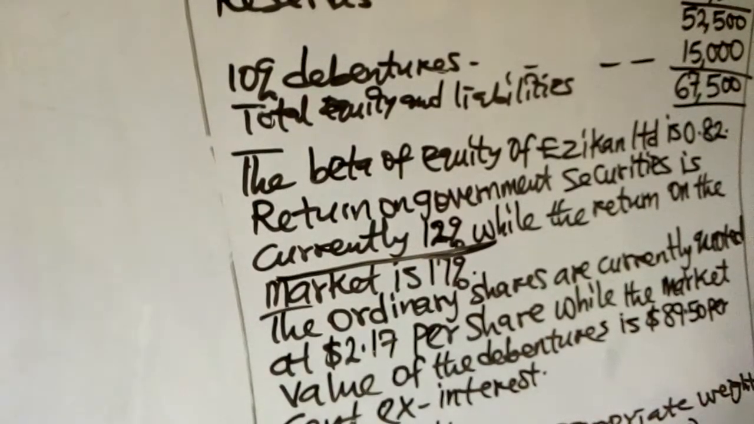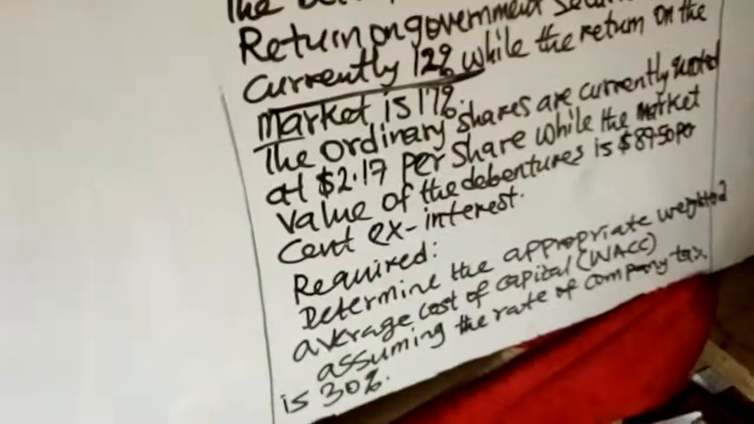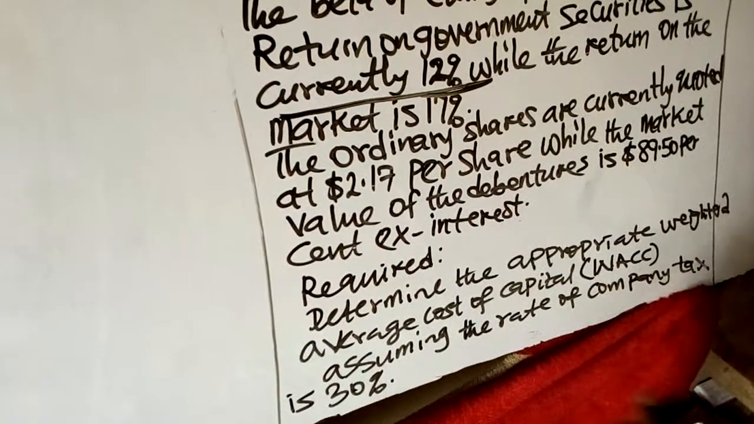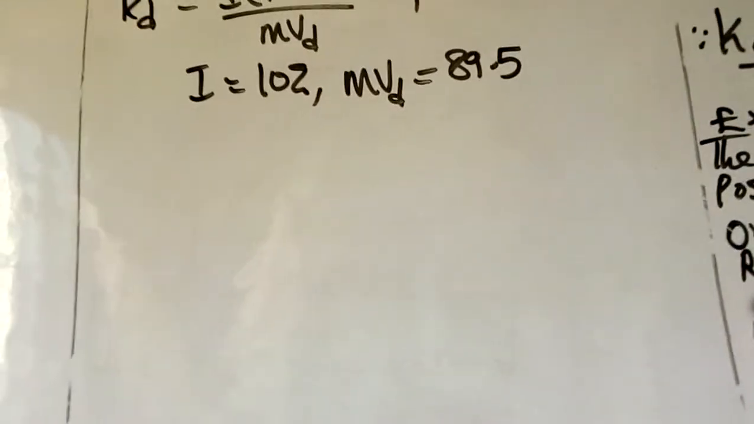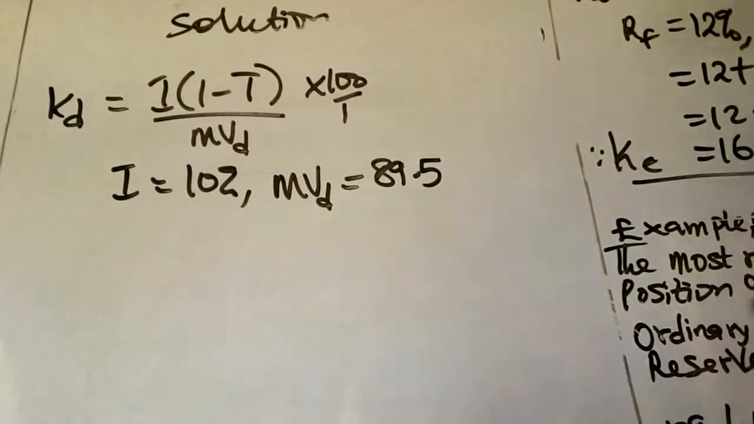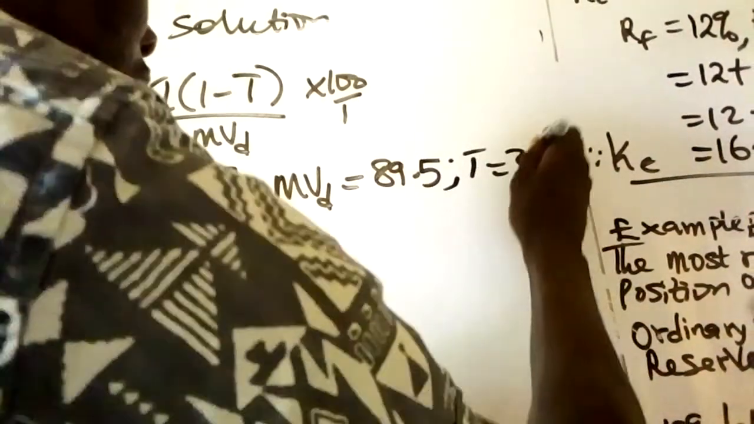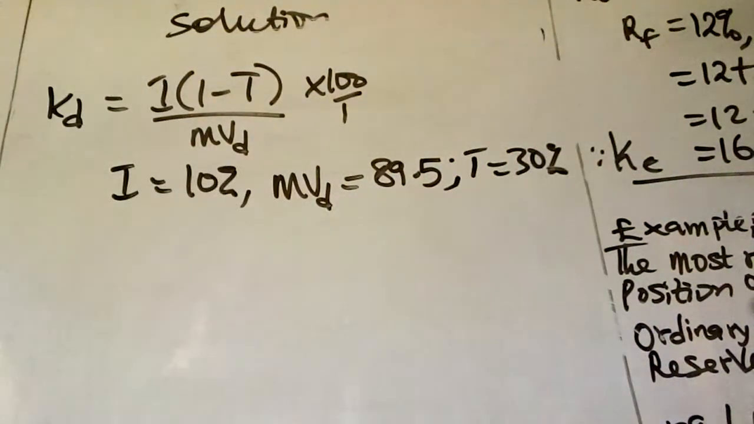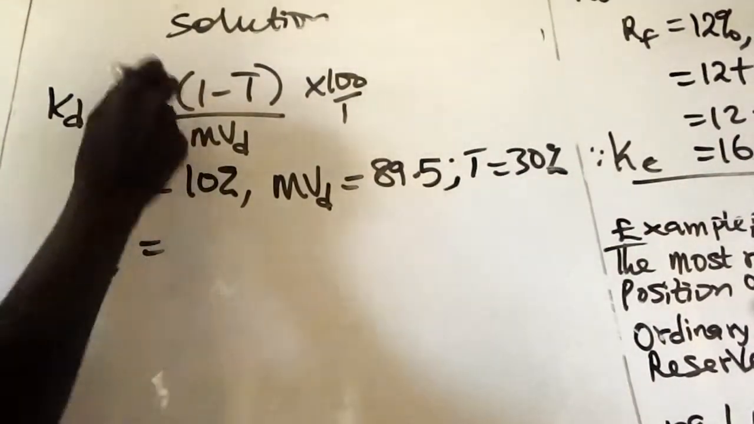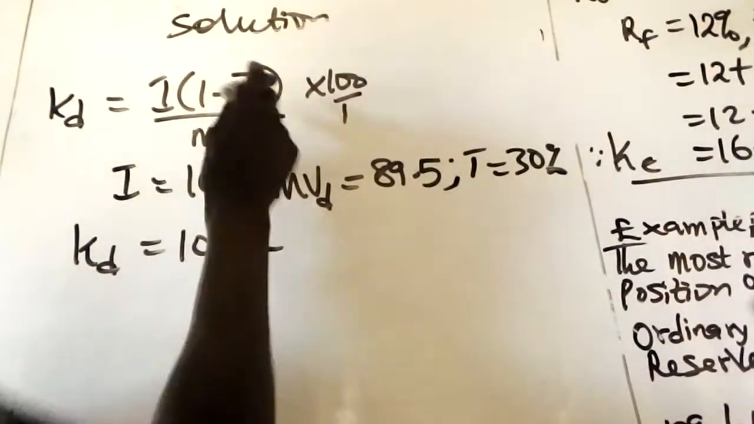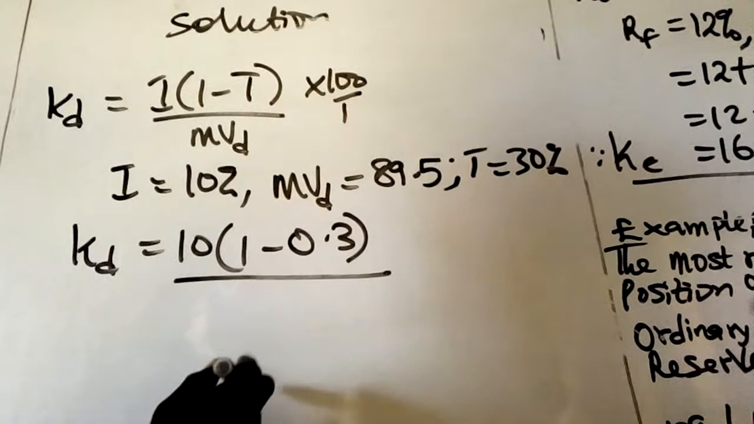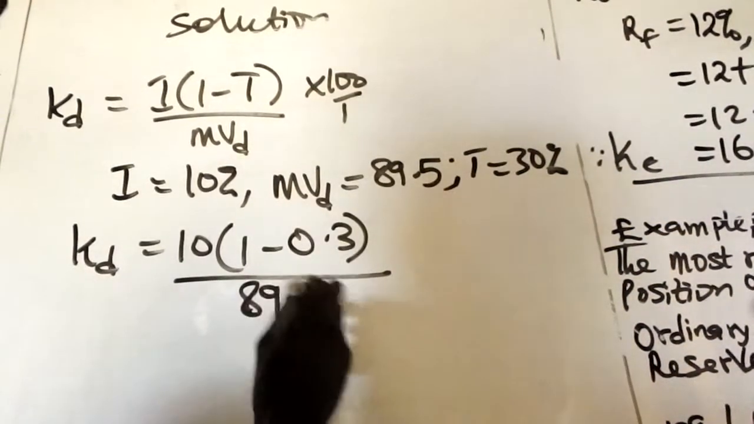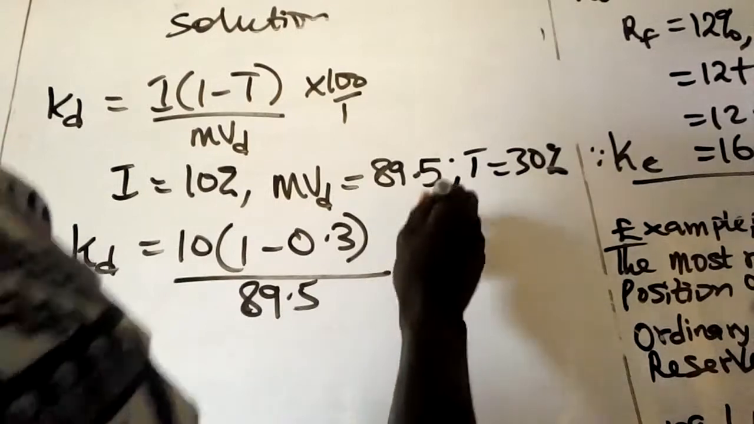89.5% ex interest. You were equally told to assume 30%, that the rate of company tax is 30%, so the tax rate is 30%. Substituting into the formula, the cost of the debenture will be interest, which is 10, times 1 minus tax rate, 0.3, over the market value of the debenture, which is 89.5, given as ex interest, multiplied by 100.